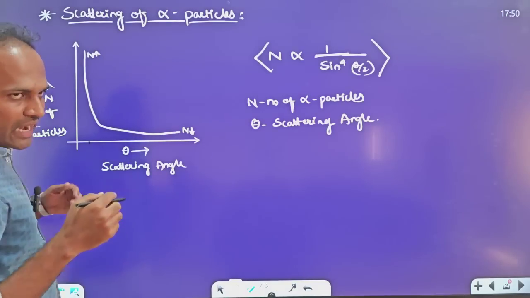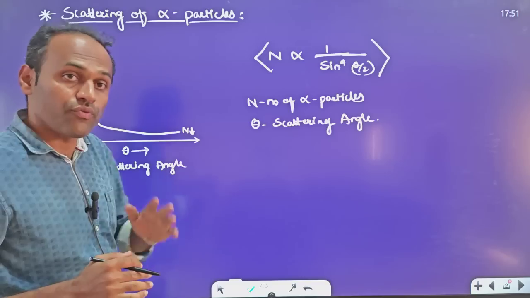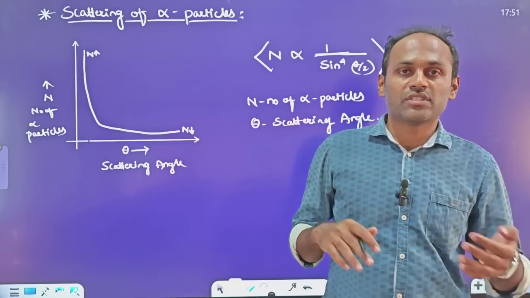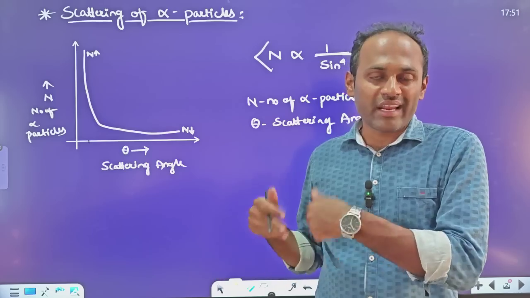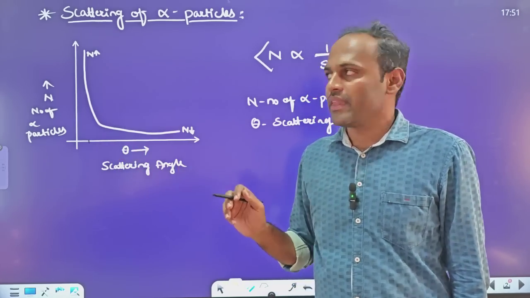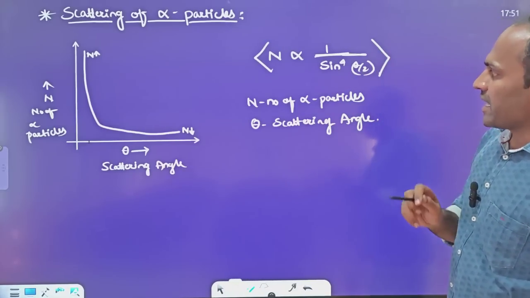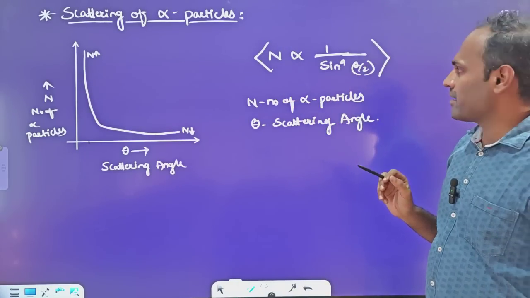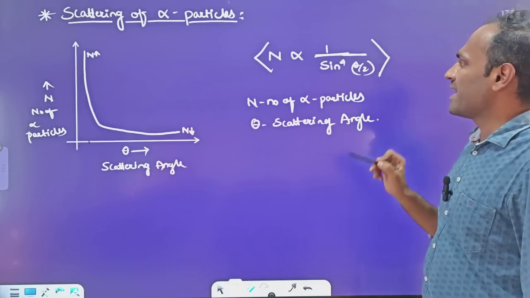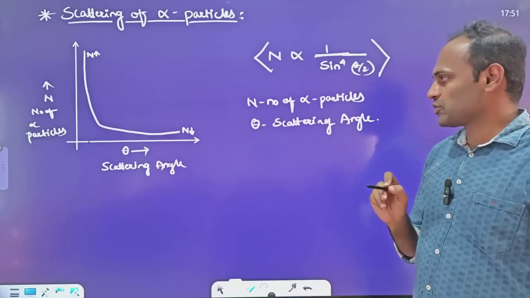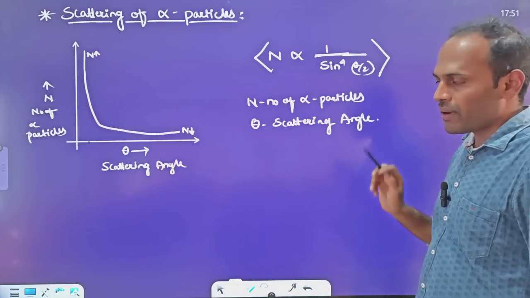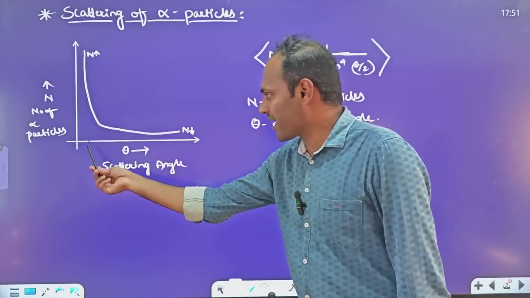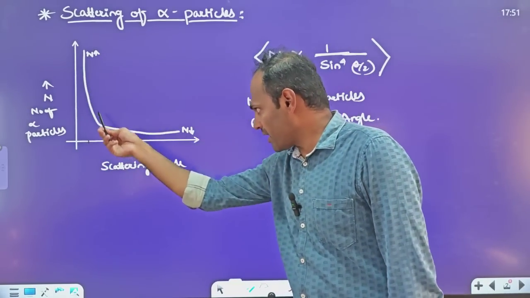Number of scattered particles is very less for large scattering angle, and number of alpha particles scattered is very large for small angle of scattering. So here we can say the number of alpha particles scattered, N, is inversely proportional to sin raised to 4 theta by 2, where N is the number of alpha particles and theta is the scattering angle. So as the scattering angle increases, the number of alpha particles decreases.